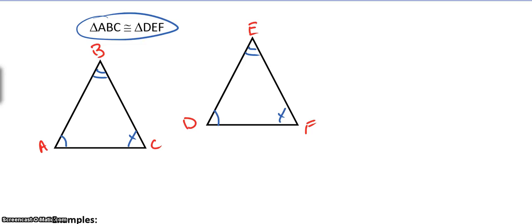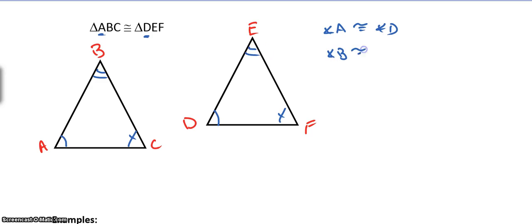First let's start with the angles. Notice A and D are labeled the same, and A and D come first in my congruent statement. So angle A is congruent to angle D because they come first. Angle B comes second, angle E comes second, and my markings are the same, so angle B is congruent to angle E. Lastly, C and F come last, so angle C is congruent to angle F. That's always going to be true.